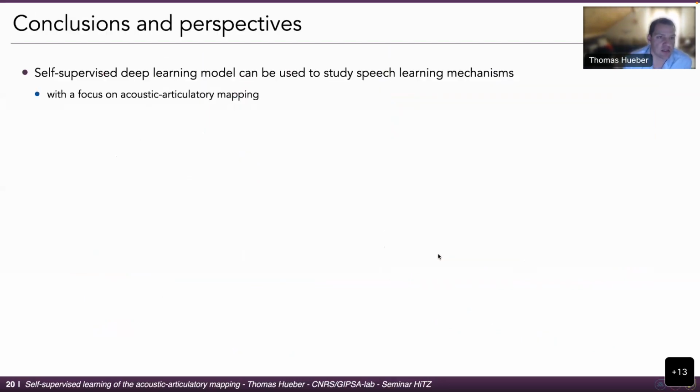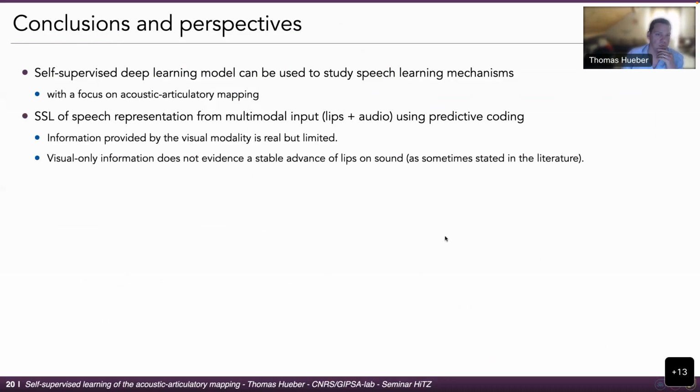So this is the end of this talk. I will end with a few conclusions and perspectives. I showed you a bunch of studies where we use self-supervised learning techniques based on deep neural networks to question the underlying mechanisms of speech learning, with a focus on the problem of acoustic to articulatory mapping. What we have been able to show is that we do see some benefit of relying on articulatory data when it comes to learning speech representation in a self-supervised manner. We studied that through the paradigm of predictive coding.